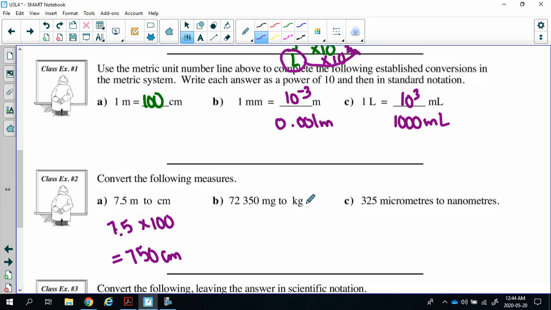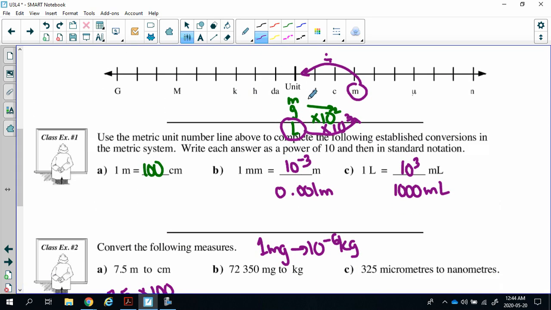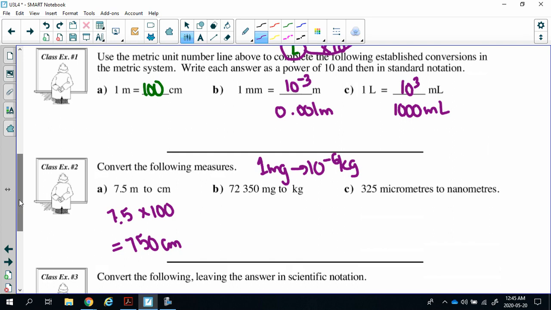Milligrams to kilograms. I know that 1 milligram is going to be 10 to the negative 6 of kilograms. I'm going to have to move from milligrams, which is right here, to kilograms, which is right here. That's 1, 2, 3, 4, 5, 6. So times 10 to the negative 6. We're moving the decimal 6 places. So this is going to be 0.07235 kilograms.